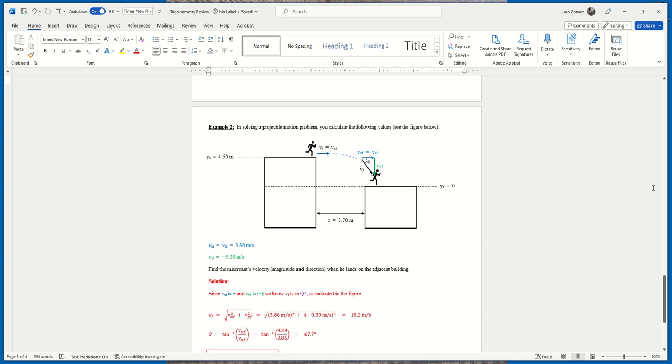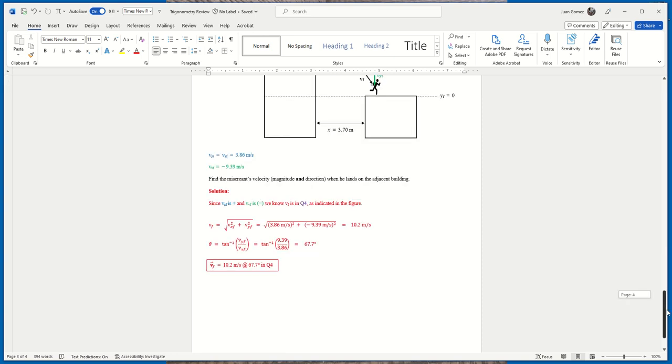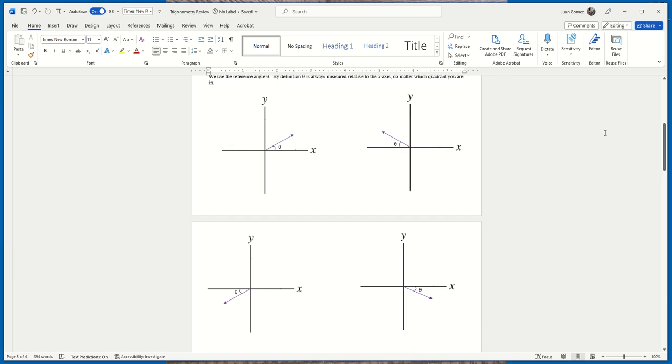Well, the signs. And again, quadrant 1, x and y components positive. Quadrant 2, x component negative, y component positive. Quadrant 3, both x and y components negative. Quadrant 4, x component positive, y component negative. What is the angle theta? It is the angle that the vector makes with respect to the x-axis.